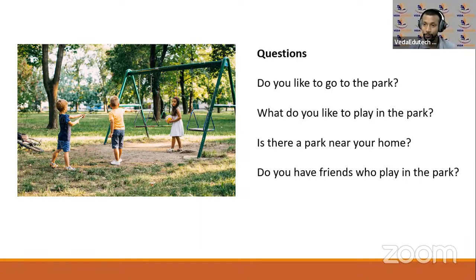Is there a park near your home? क्या आपके घर के पास कोई पार्क है? If yes, yes, there is a park near our home. If no, no, there is no park near our home.